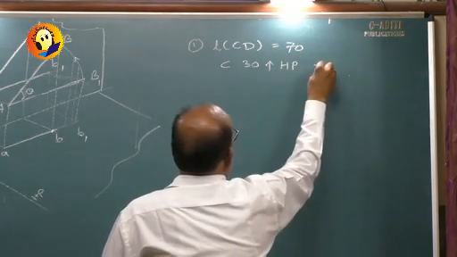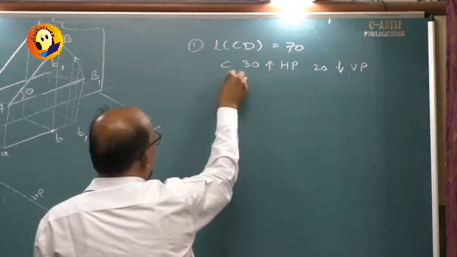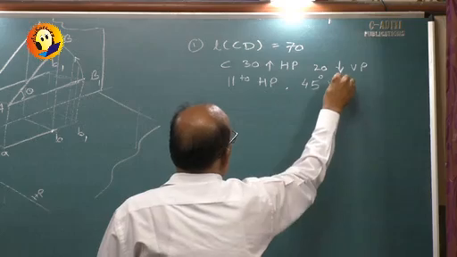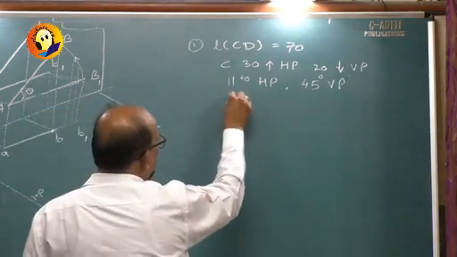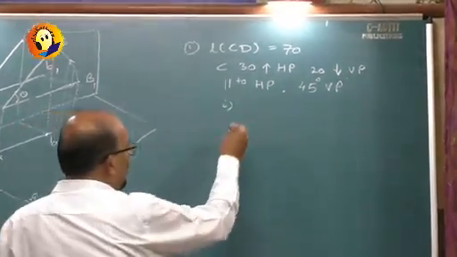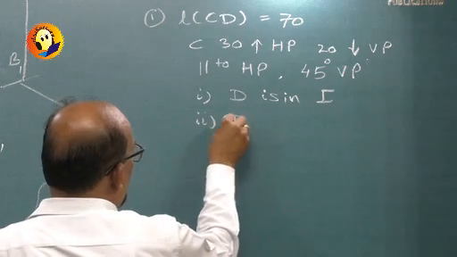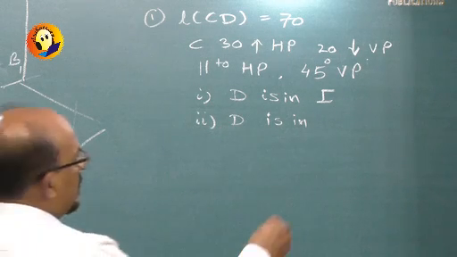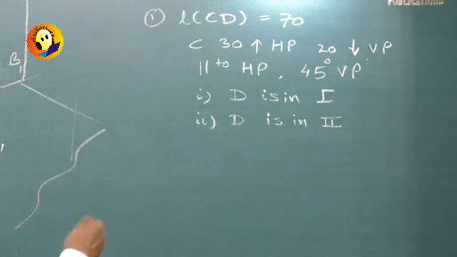If line is parallel to HP and makes 45 degrees with VP. And there are two cases. Number one, when point D is in first quadrant, and number two, when point D is in second quadrant. Okay. Second problem.